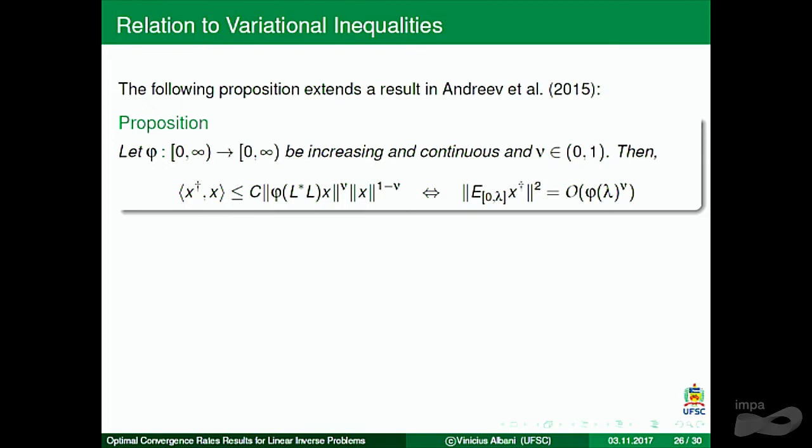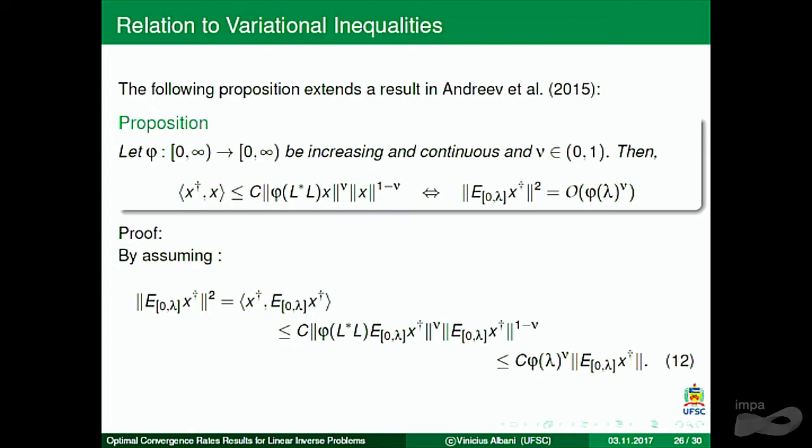And again, we can apply this to the case of Tikhonov regularization and logarithmic and Hölder functions. We also found this equivalence between this variational source condition and the decay of the tail function. As in the last case, one direction is much easier than the other. So the first one is just write this as this scalar product and then you estimate. And then use this again and use this estimate.